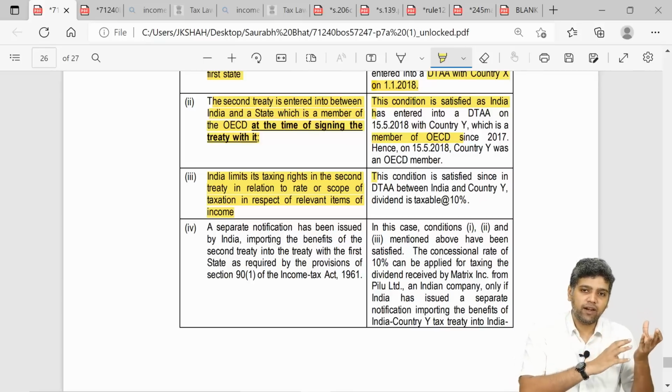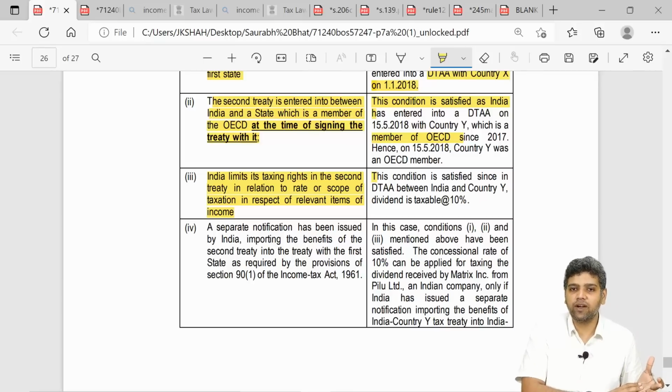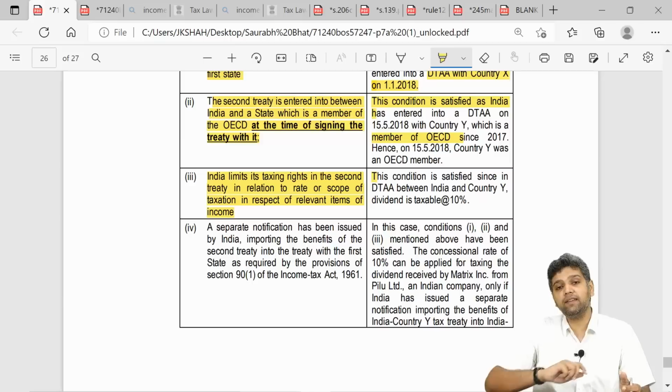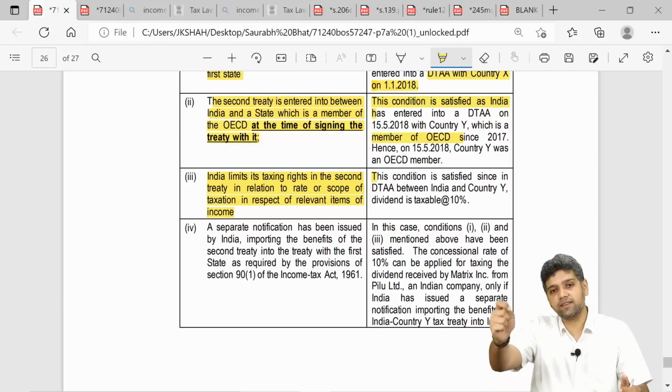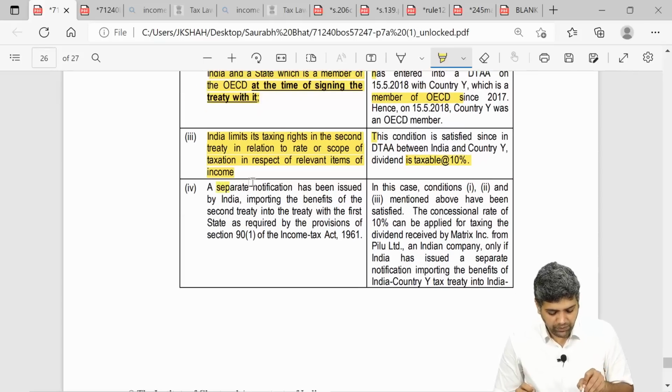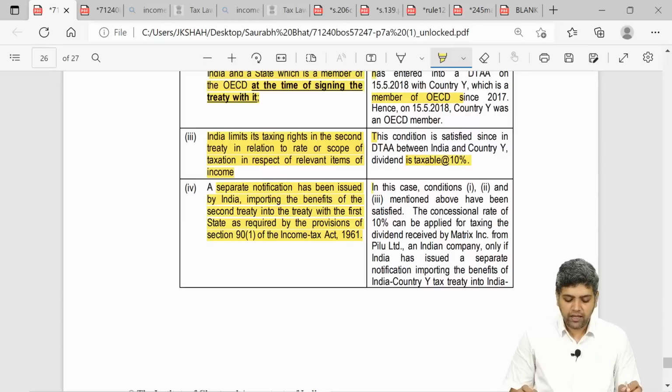Suppose in my treaty with country X 15% taxation is given on dividend, in some other treaty it is 20%. Then there is no more beneficial tax rate. So where is the question of applying MFN? Here definitely MFN is triggered because in my treaty the tax rate is given as 15%, whereas in a subsequent treaty a more concessional tax rate, that is 10%, is given. And last, a separate notification has been issued by India importing the benefits of second treaty into the treaty with first state as required by the provisions of section 90.